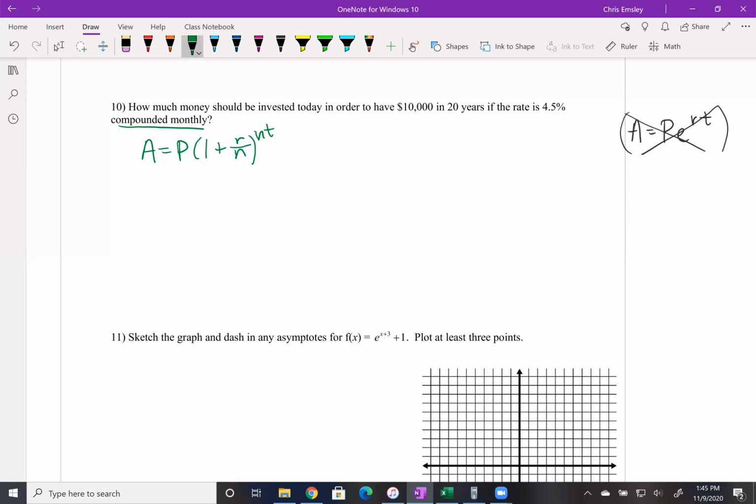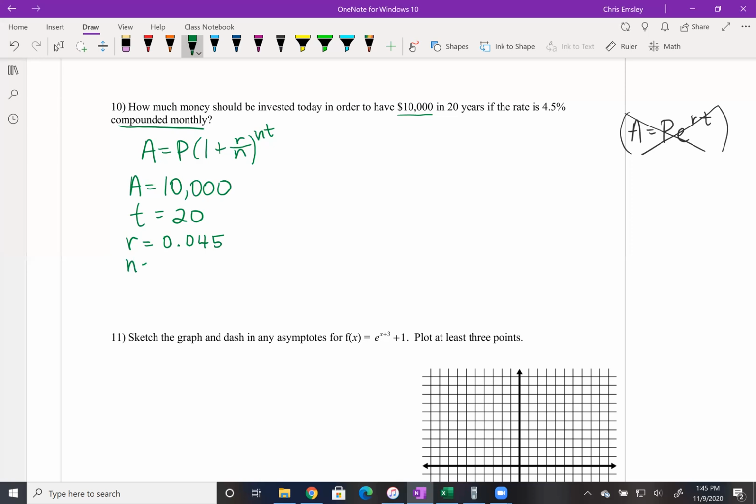How much money should be invested today in order to have $10,000 in 20 years? So this 10,000 is not our beginning balance. That's how much we're going to end up with. So that's going to be our A for this problem. In 20 years, so 20 is our time, that'll be T. The rate is 4.5%. So our interest rate, remember when we do calculations, we always want to change that to a decimal. There's our interest rate.